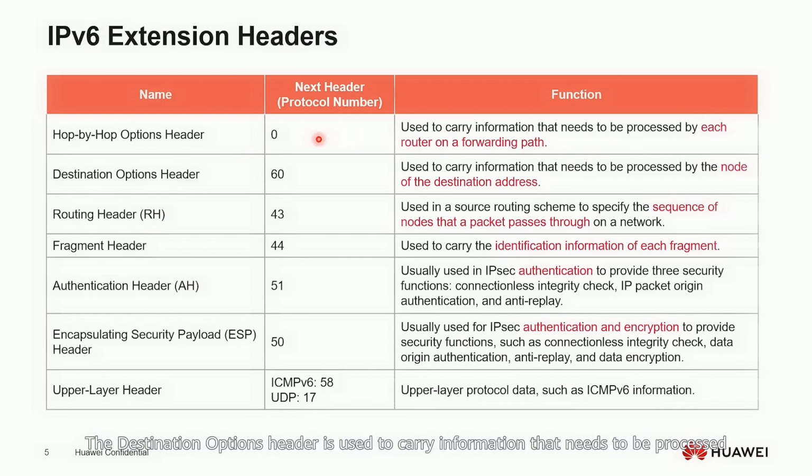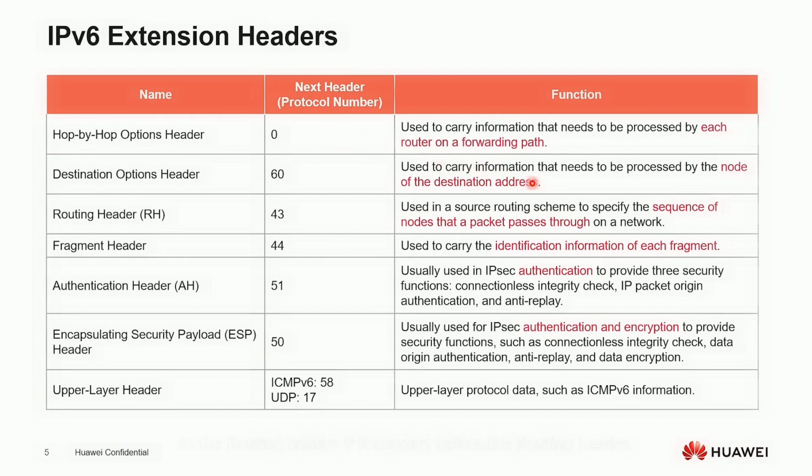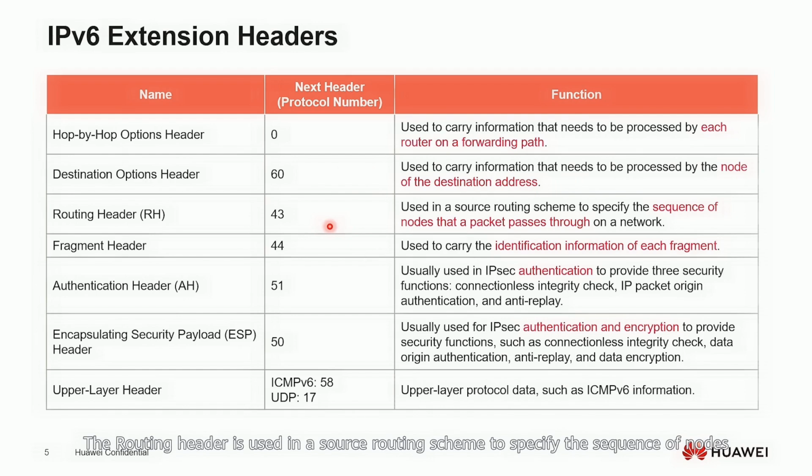The destination options header is used to carry information that needs to be processed by the destination node and the node specified in the routing header if it appears before the routing header, or is used to carry information that needs to be processed by the destination node if it appears before the upper layer header. The next header value is 60. The routing header is used in a source routing scheme to specify the sequence of nodes that a packet passes through on a network. The next header value is 43.